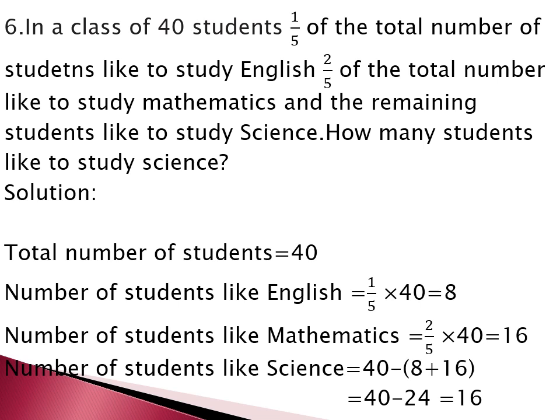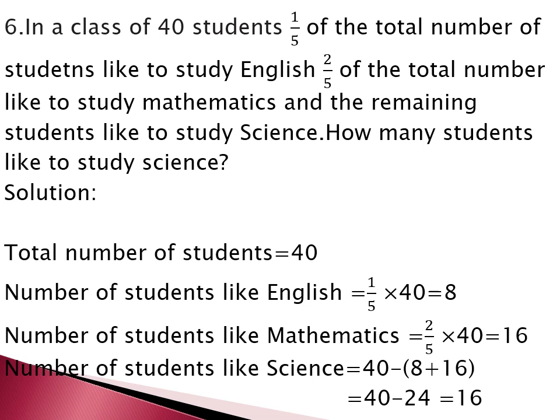It is clear to you also, I think. Number of students who like science means from the total we have to subtract the number of children who like English as well as maths. So English as well as maths is liked by 24. So 40 minus 24 equals 16. Related to mathematics, with the multiplication of fractions, we have completed the topics.